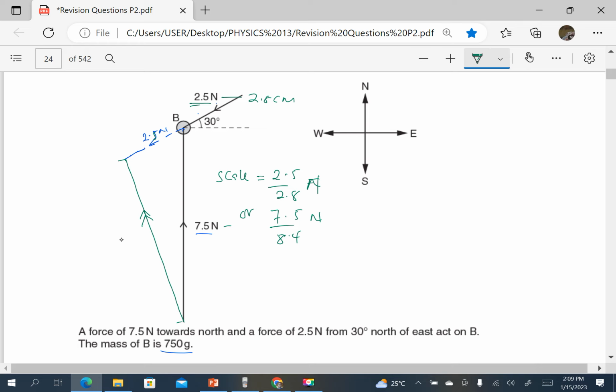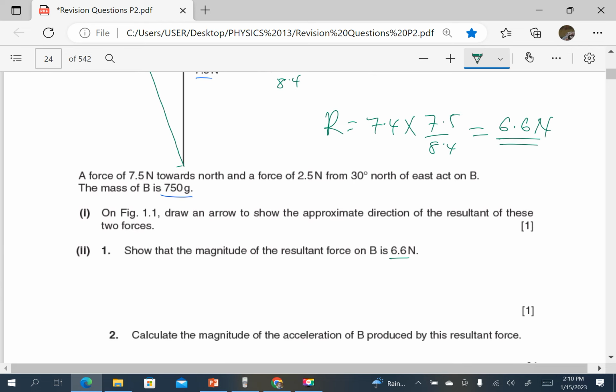So if I want to find the resultant, I just measure this length. Measuring the length, it is 7.4. So the resultant from the diagram is 7.4 times the scale, which is either 7.5 over 8.4 or 2.5 over 2.8. So let me check: 7.4 times 7.5 divided by 8.4 gives me 6.607, or 6.6 newtons from the diagram. However, they didn't tell us to just use that.